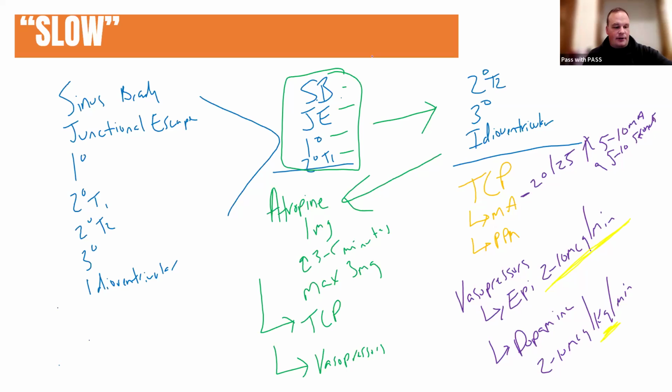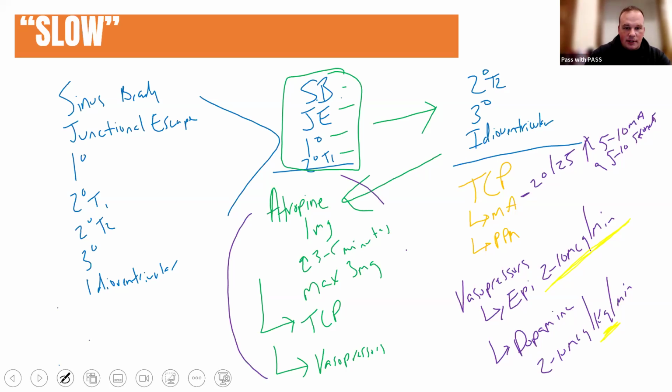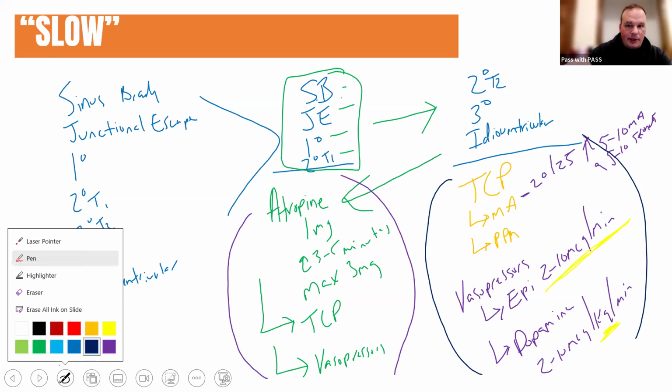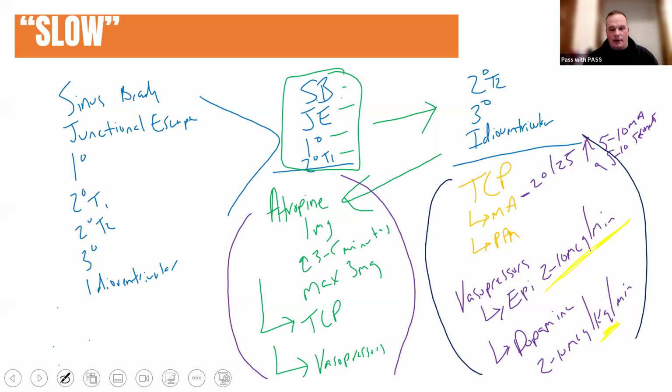All right, so I was just checking out another question, and we're going to get to that question in a moment. So any questions about the slow or the symptomatic bradycardic algorithm? So again, sinus Brady, junctional escape, first degree, second degree type 1. We're going to jump over here to atropine first, and then we can go to pacing, and then we can go to vasopressors. As I go to my second degree type 2, third degree and idioventricular, I'm skipping atropine, and I'm going over here to my pacing and my vasopressors. I'm going to explain that in a moment, but I want to give an option to ask some questions if there are any at this point.